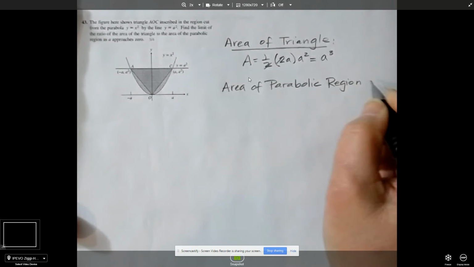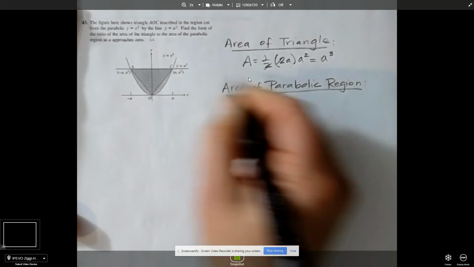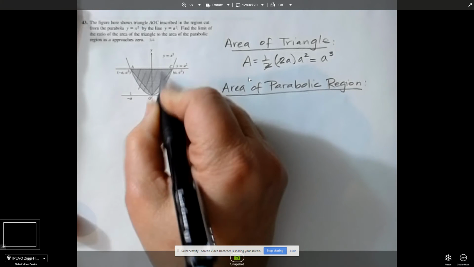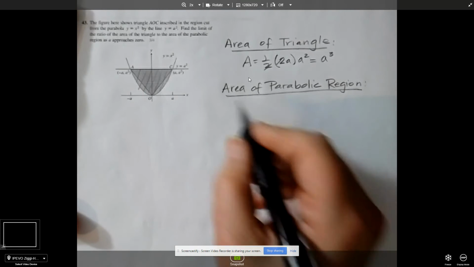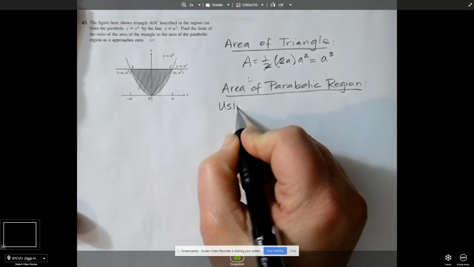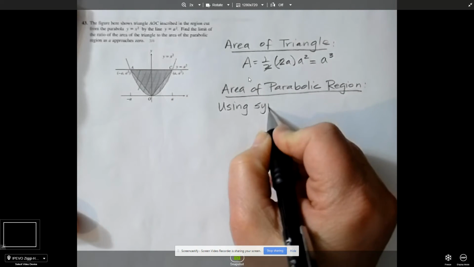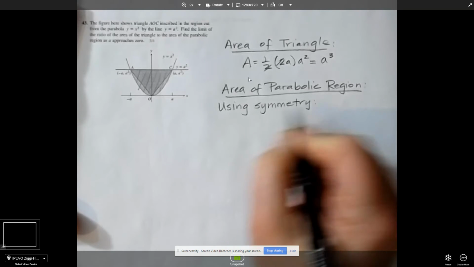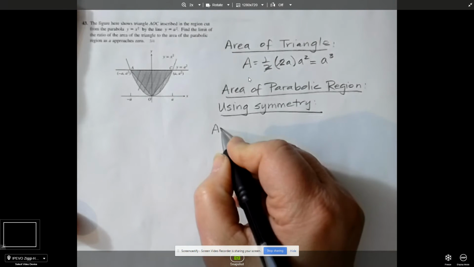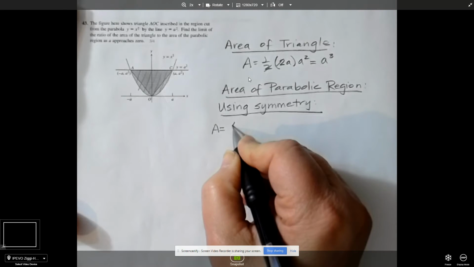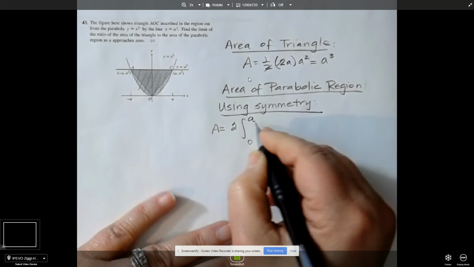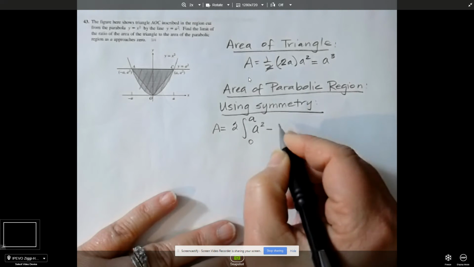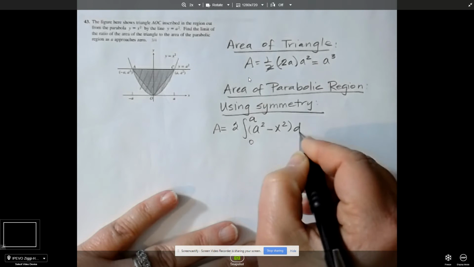Well, that's the area between the line y equals a squared and the parabola. So our upper function is going to be y equals a squared, and the lower function is going to be y equals x squared. And I'm going to use symmetry again because x squared is pretty symmetric. Using symmetry, we can say the area is equal to 2 times the integral from 0 to a of the upper function, which is a squared, minus the lower function, which is x squared, dx.